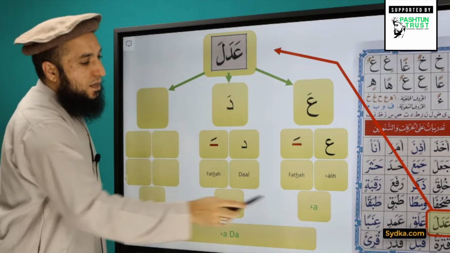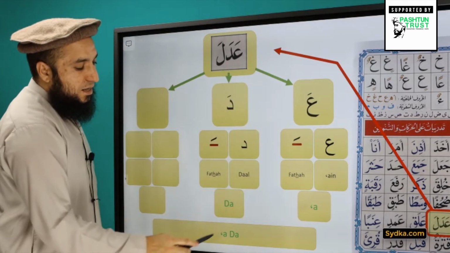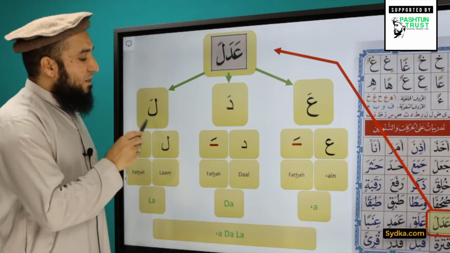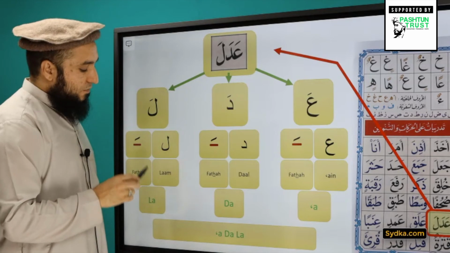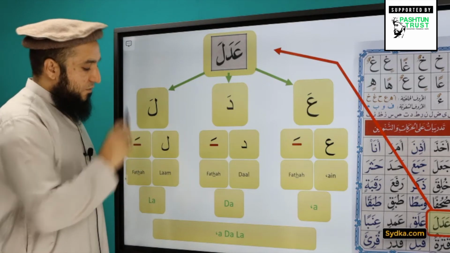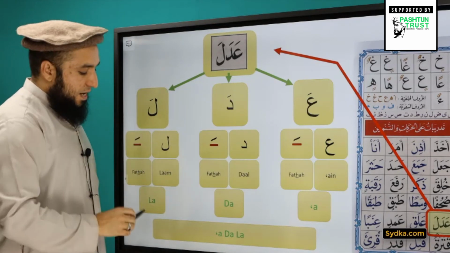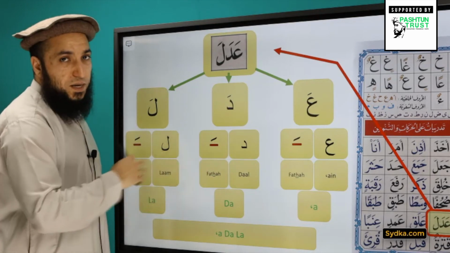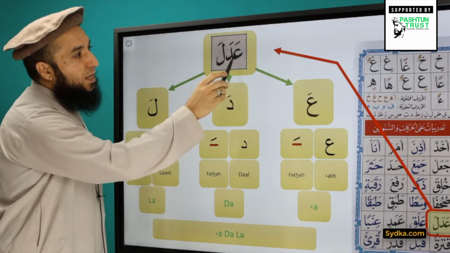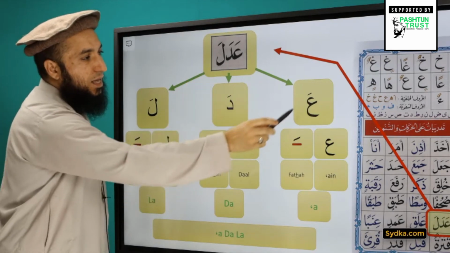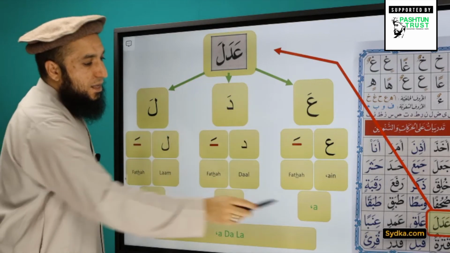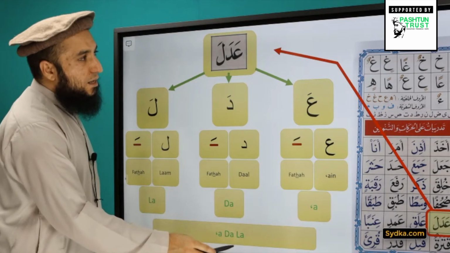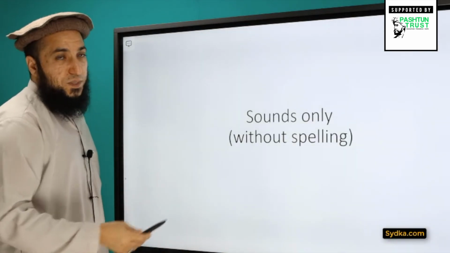So the third syllable we have is the lam fatha la. Lam is not silent and we have fatha. So now we combine these 3 syllables. We have عدلا. So the next 3 slides would be sounds only.